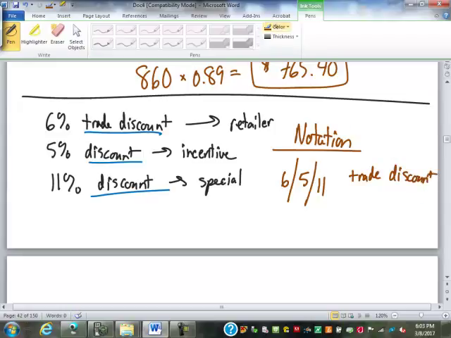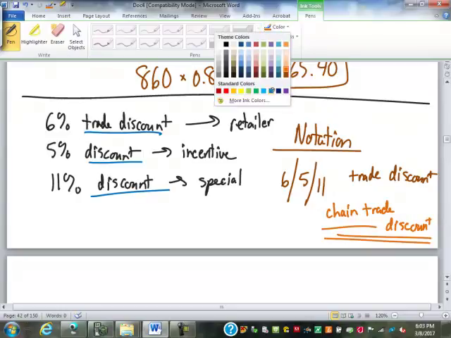Exactly. In fact, it is sometimes referred to as a chain trade discount. This might be way off the subject, but how come at the end of the season, when I can get something for 90% off, how do they make any money?